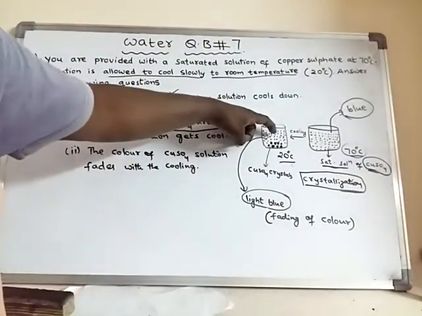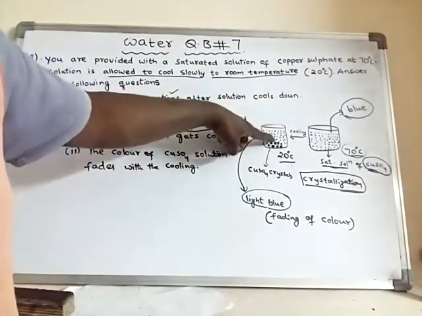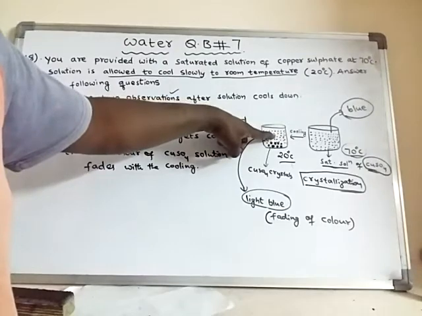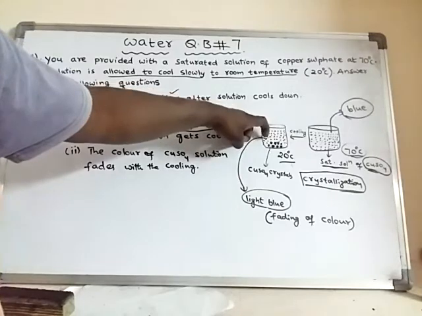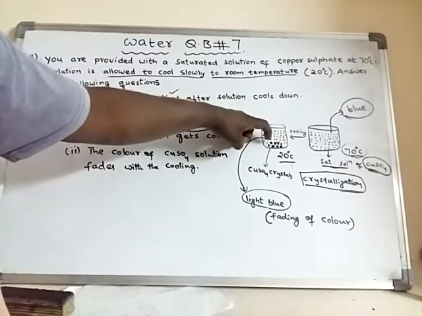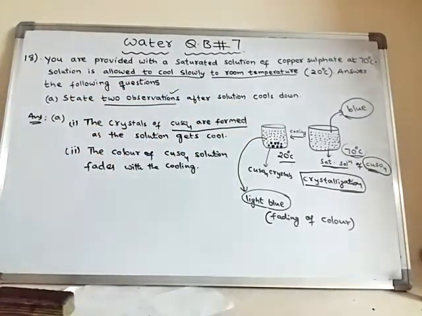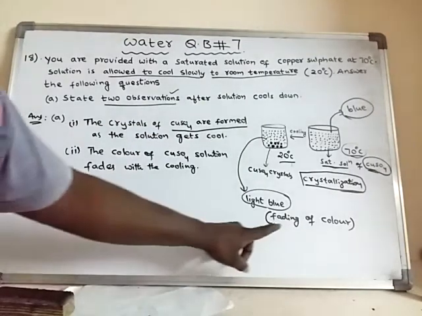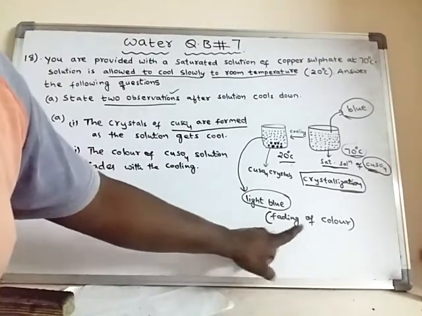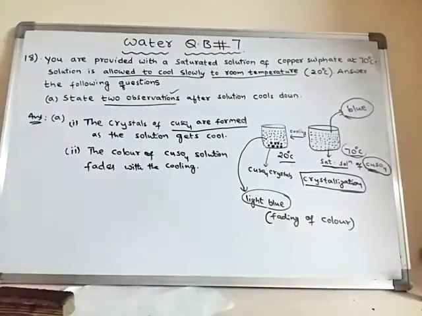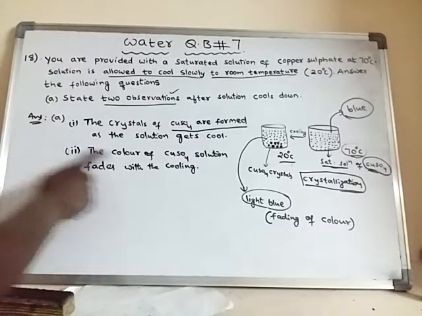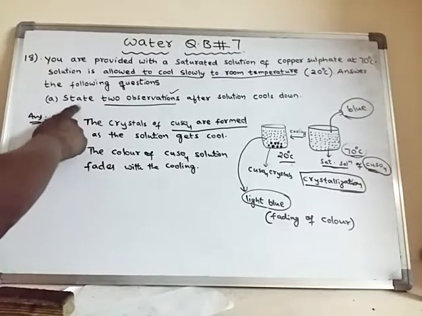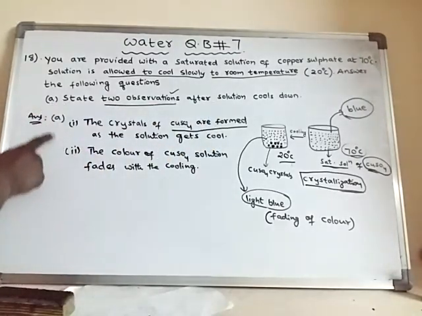But upon cooling, some amount of the copper sulfate has crystallized out. Hence, this solution is not having enough amount of copper sulfate in it. Hence, the color of the solution has become lighter. So that means the color of the solution has faded. Fading of color has taken place. In this way, these are the two observations we found for the first question. So this is the answer for the first question.